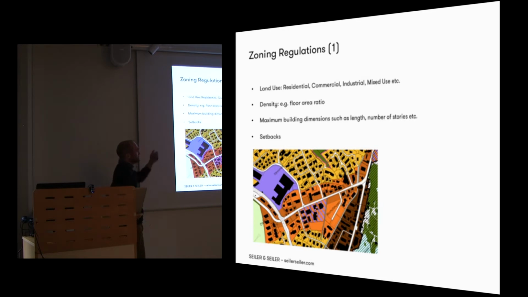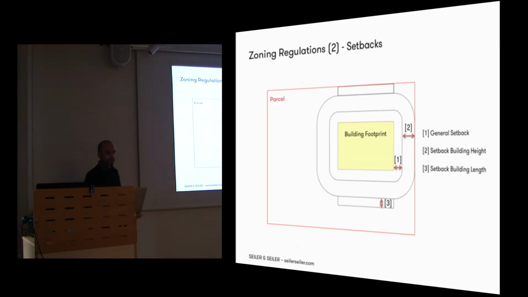For example, the land use is defined, be it residential, commercial, industrial, mixed use. Then the density is defined, so how dense can you actually build in a certain parcel, for example through the floor area ratio. And then there are also maximum building dimensions such as length or number of stories that are limited, and that depends, of course, on the zone. And then we have setbacks that have to be taken into account as well.